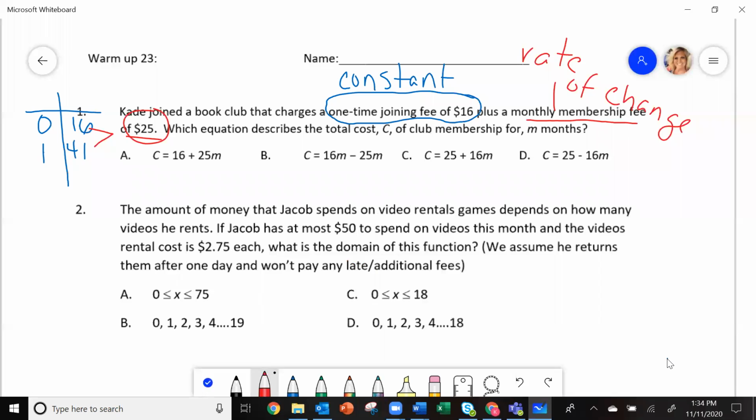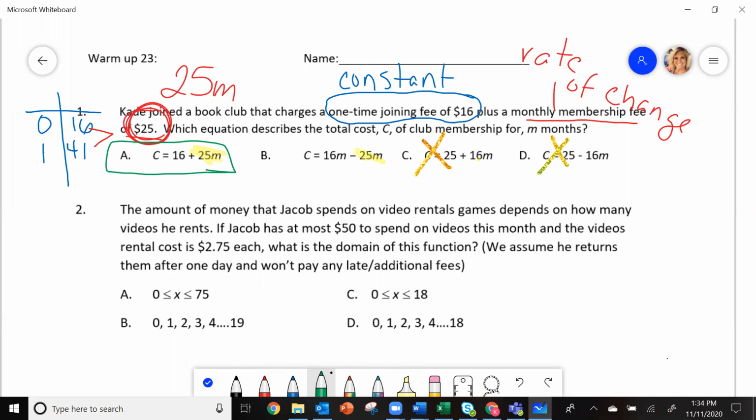The 25 is what goes with the variable. It's got to be 25x, or m in this case. So right here, 25m. These two do not have it, so I would cross out C and D. But again, we're going up and we're adding. So what you should have gotten was A. A should have been your answer.